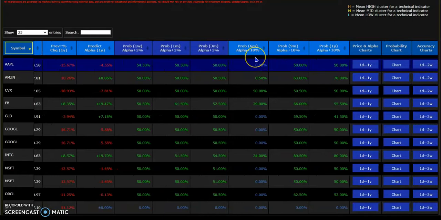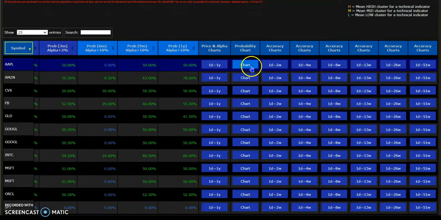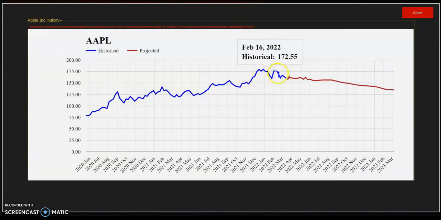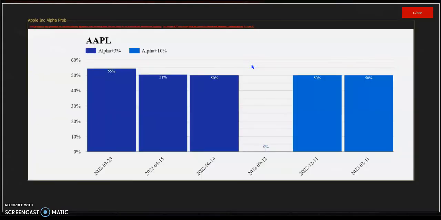There's also a probability of generating alpha that's calculated for the short term, 1 week, alpha of plus 3% or more, the probability of that occurring for each stock. Then 1 month, 3 months, 6 months out, it goes to the probability of generating alpha of plus 10% out to 1 year. All of these predictions and forecasts can be seen in charts, as you see here, historical versus projected. Probability chart, probability of generating alpha, on the longer term, plus 10% or more.